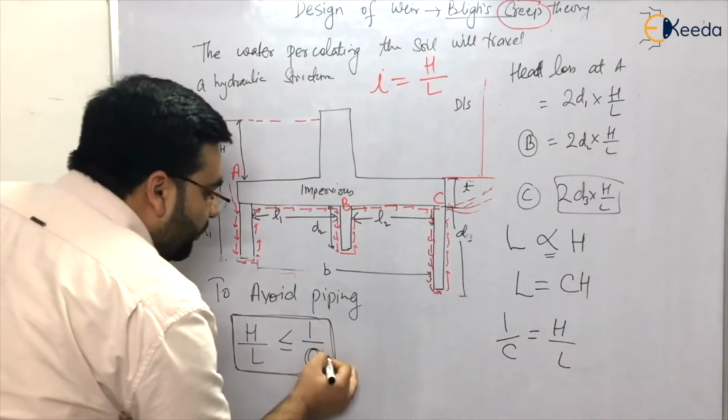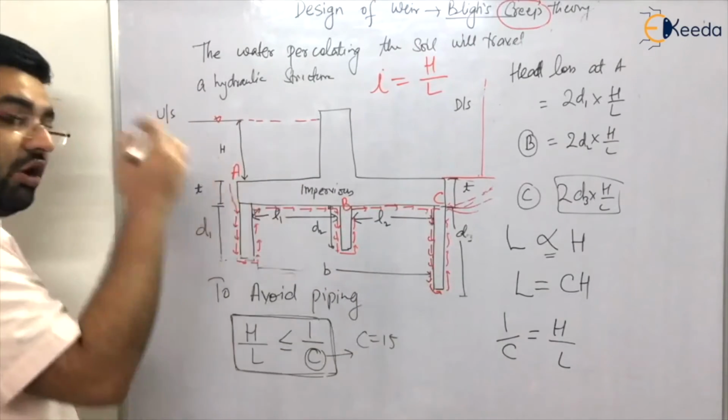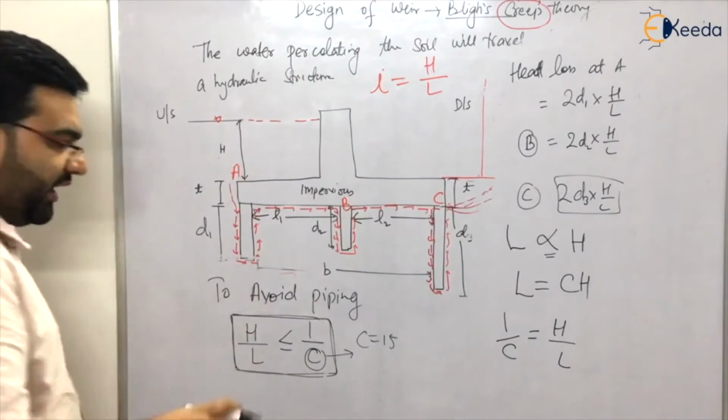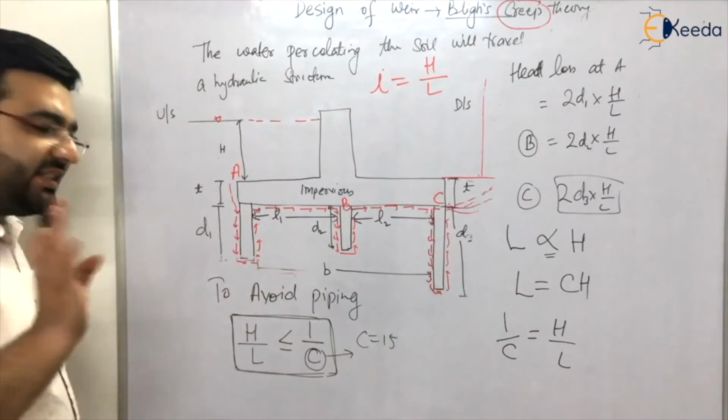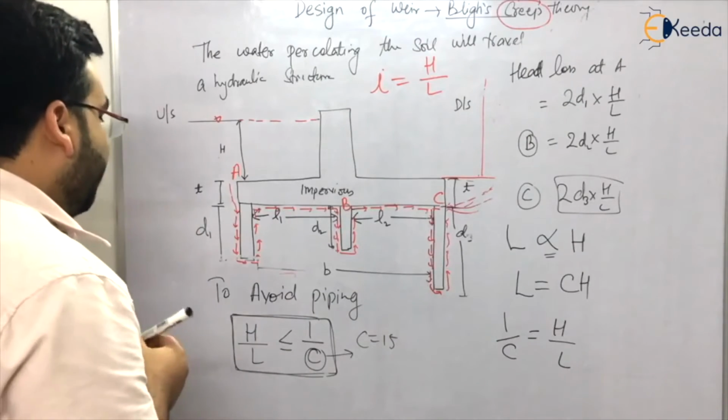Generally, it is given to you in the question. For example, the value of C is actually 15 for the North Indian rivers, and it changes. But generally it will be given to you in the examination. Don't have to worry about it. So to avoid piping, this is the case. Now we have avoided piping.